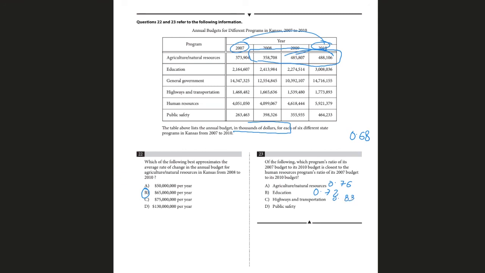Let's look at public safety next. So 263,463 divided by 464,233. You get 0.56. So the closest is B, education. And let me just check if this is the right answer. All right, yeah, this is the right one.